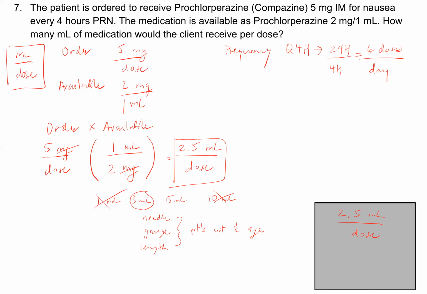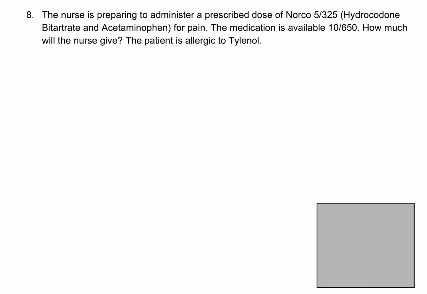Number 8, the nurse is preparing to administer a prescribed dose of Norco 5/325 of hydrocodone bitartrate and acetaminophen for pain. The medication is available as 10/650. How much will the nurse give? The patient is allergic to Tylenol. This is very important. The patient is allergic to Tylenol. Another name for acetaminophen is Tylenol. If the patient is allergic to Tylenol and you're going to give a medication with Tylenol in it, then you cannot give the medication. So how much will the nurse give? 0.